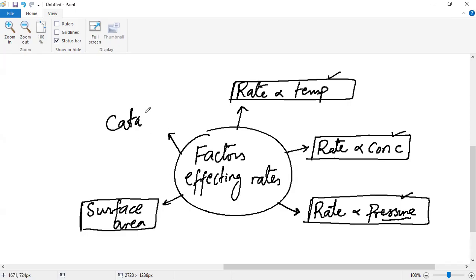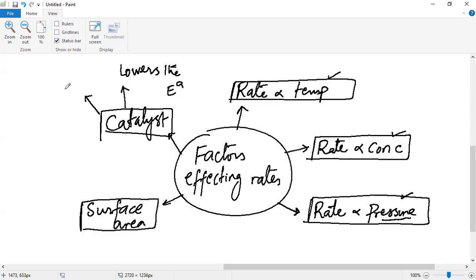For the catalyst, we know that a catalyst affects the rate of reaction because it lowers the activation energy. It actually provides an alternate pathway for the reaction, and that alternate pathway has lower activation energy. That's how a catalyst makes the reaction fast. So generally speaking, all these factors linking to any rate of reaction, temperature, concentration, pressure, surface area, is like for solids only.